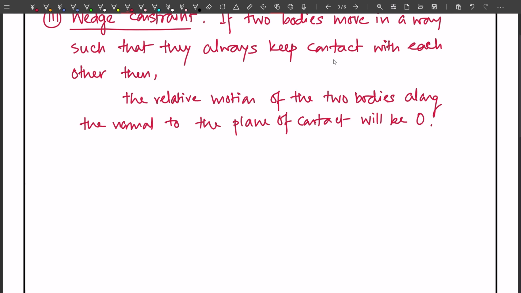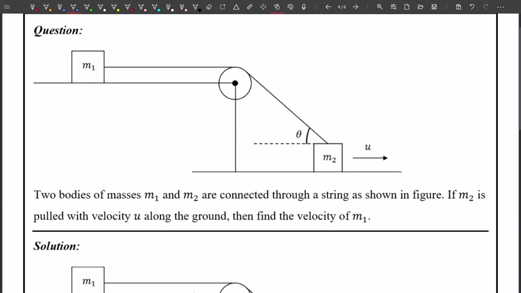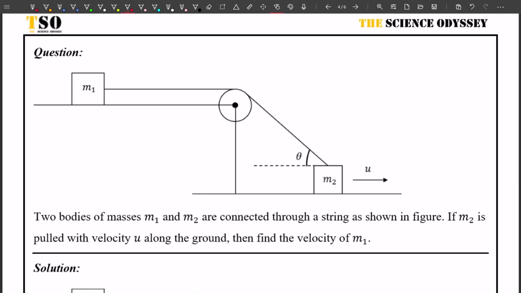Now this will be clear if we take an example. We'll see one in the problem. First problem says that two bodies of masses m1 and m2 are connected through a string as shown in the figure. Now if m2 is pulled with a velocity u along the ground, then find the velocity of m1. Right? So let us assume that the velocity of m1 is v. Okay, so mass m2 is pulled in this direction. So that means the mass m2 will pull the string in this direction, and the string is connected to m1. So the string will pull the mass m1 in this direction.